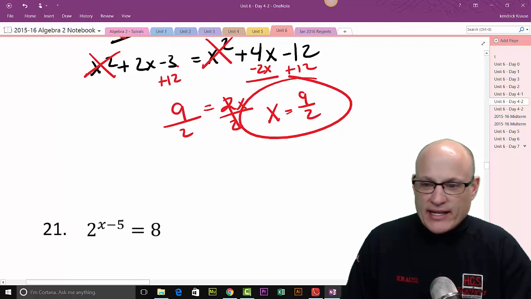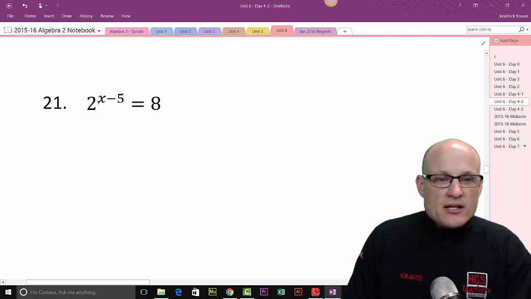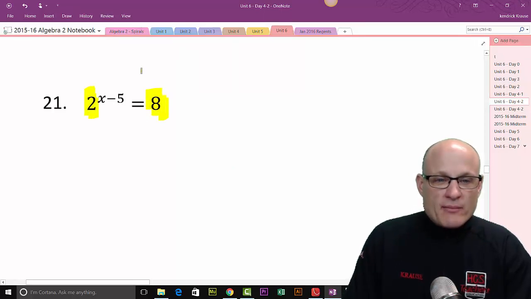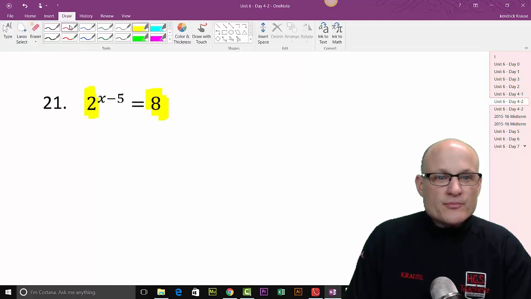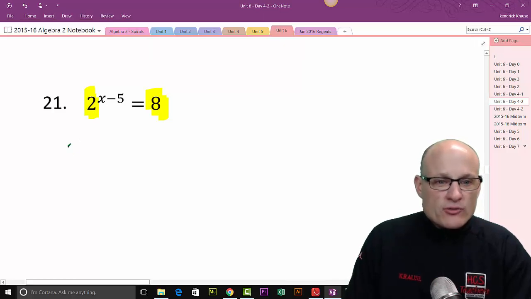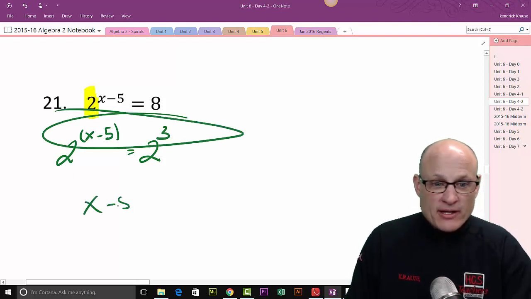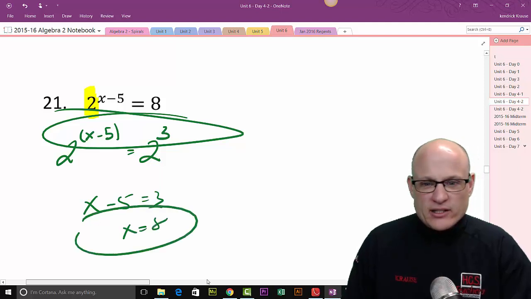All right, so now we're to the next stage of the problems. I want to get these two bases to be the same. I got a 2 here. I want to make that a 2. So let's go green. So 2 to the x - 5 equals 2 cubed, because 8 is 2 cubed. Okay, now I just set the exponents equal to each other. x - 5 equals 3, x equals 8. Don't you wish they were all that easy, kids?